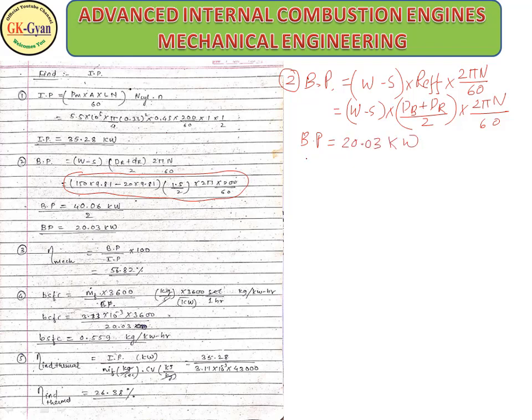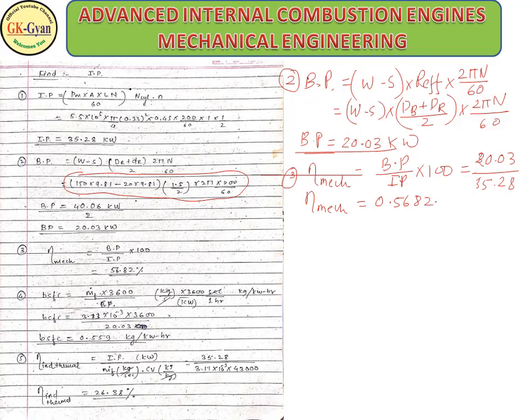That is BP, 20.03 kilowatt. Then third, you have to calculate mechanical efficiency. We know that mechanical efficiency is BP upon IP into 100. BP is 20.03 kilowatt and IP is 35.28 kilowatts. So mechanical efficiency is calculated as 0.5682, which is nothing but 56.82%.